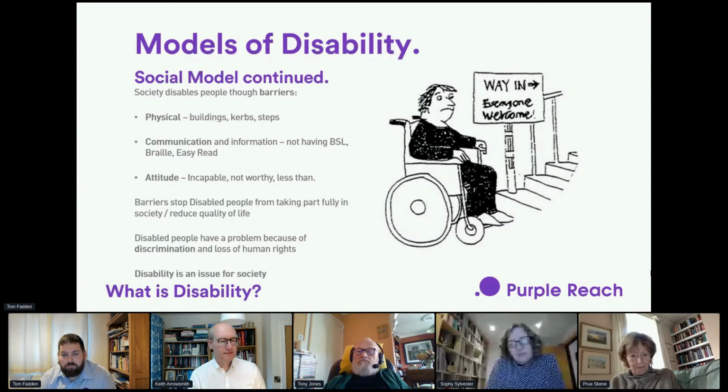And it's these barriers that stop disabled people from taking part fully in society, and they actually reduce our quality of life. So disabled people have a problem because of discrimination and a loss of human rights. Therefore, society is an issue for the individual. Sorry, disability is an issue for society, not the individual.